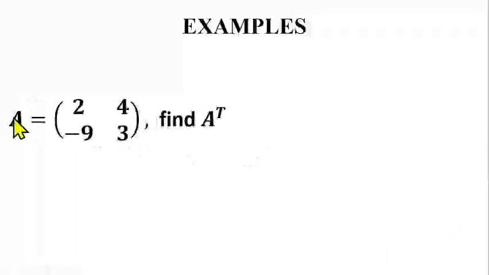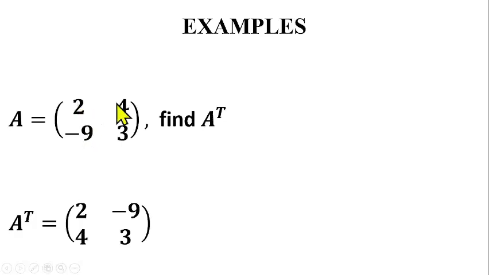Then let's see some examples. Now in this case we have matrix A, and I have to find A transpose. I can change this row to column, this row to column, or I can change this column to row, this column to row. Whichever one we want to do, we'll still get the same answer. So let's change this column to row. I change it to column, so you have 2. Then this 4 will come down here. Then this row again, I will change it to column, so that minus 9 will come here and 3 will be here. So you have been able to transpose that matrix.